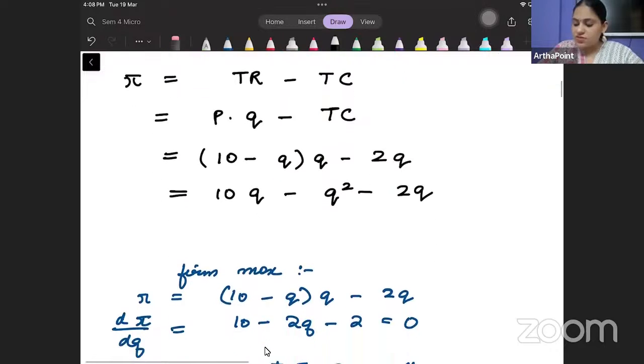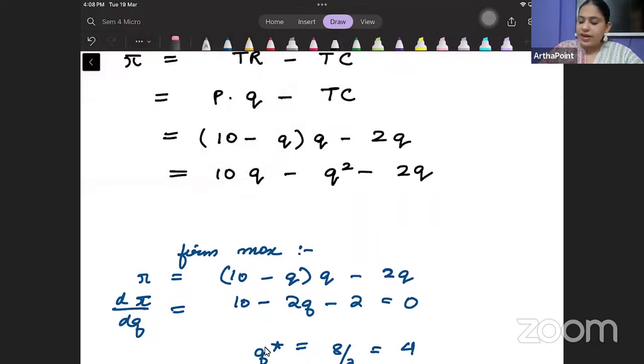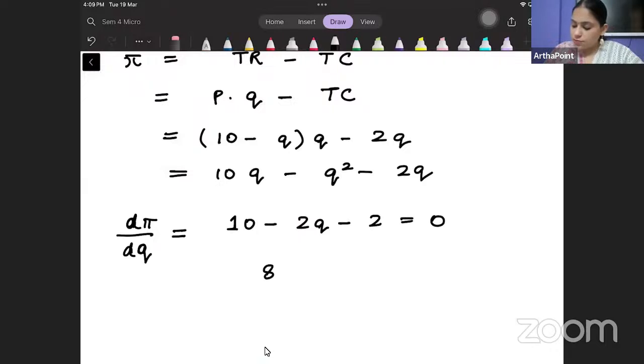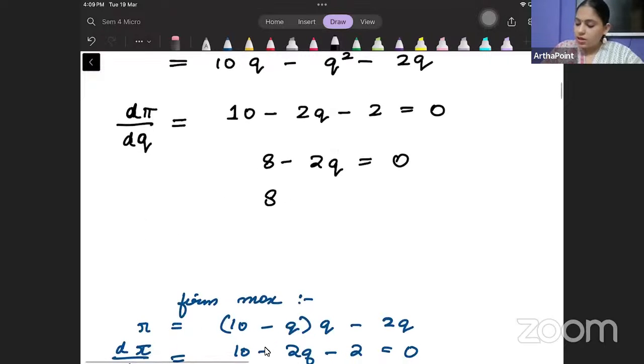So the aim of this firm will be to go ahead and maximize its profit. How will it maximize its profit? Very simple. It will go ahead and differentiate the profit function with respect to Q. So 10 minus 2Q minus 2 equal to 0, 8 minus 2Q equal to 0, 8 equal to 2Q, Q equal to 4. So you will tell me, look, ma'am, it will go ahead and it will produce 4 units.